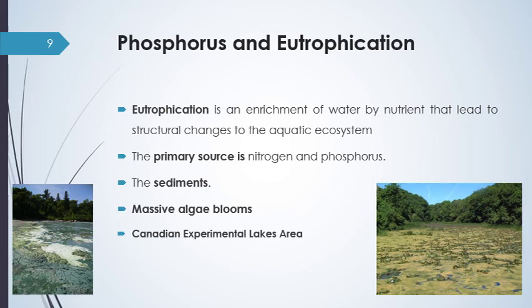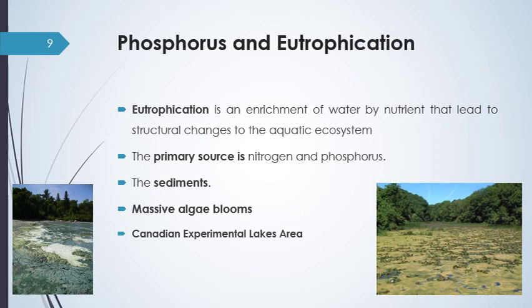Eutrophication. Eutrophication is an enrichment of water by nutrients that leads to structural changes to the aquatic ecosystem, such as algae bloom, deoxygenation, and reduction of fish species, etc. The primary source that contributes to eutrophication is considered to be nitrogen and phosphorus. When these two elements exceed the capacity of the water body, eutrophication occurs.